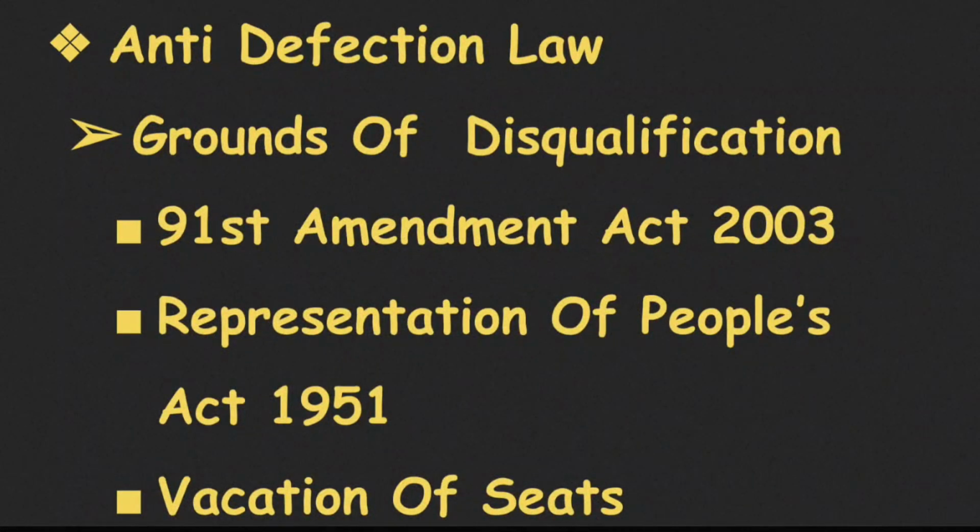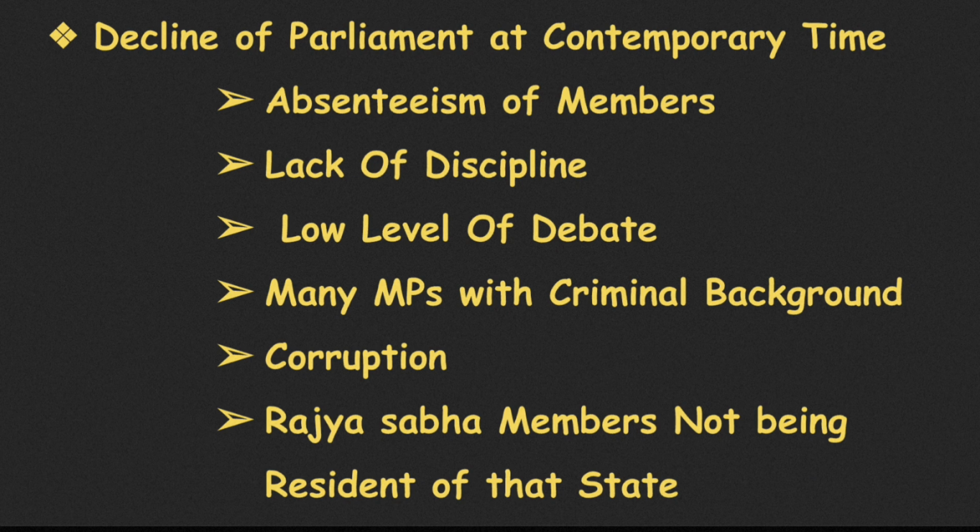There is a question in which we have discussed the decline of Parliament in contemporary times. First point for this is absenteeism among the members. There are two aspects. First is the availability of a lesser number of members in the law-making process. And second, sometimes the houses have to be adjourned by the presiding officer because of lack of quorum.